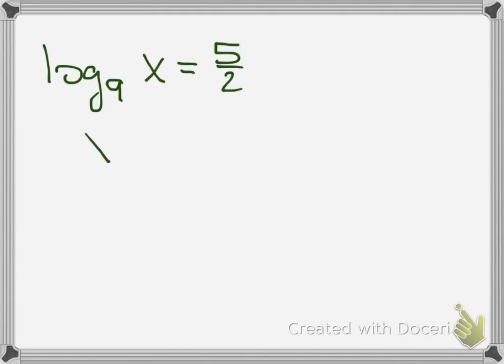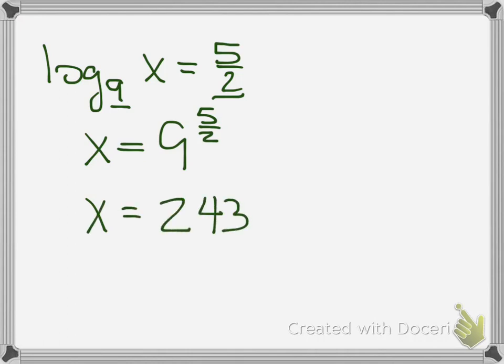Here's another example. Log base 9 of x is equal to 5/2. Again, all you got to do is say x is equal to 9 to the 5/2 power. Remember, this is the base, this is the exponent. So you can easily convert like that. And then just solve that to get 243, and there we go.